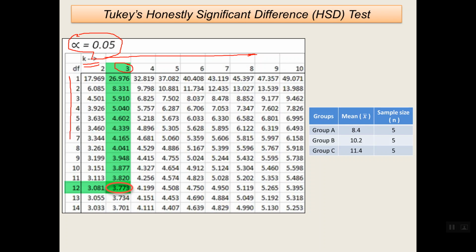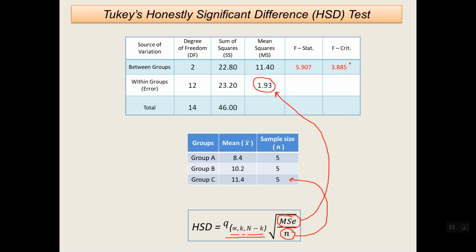Regarding this column, it is the value of the capital N minus k. Capital N minus k is the same as the degree of freedom for the error. If we return back to the one-way Anova table and check the degree of freedom for the error, it is 12. And the value 12 is got by capital N, which is 15, minus k, which is 3. So the difference is 12.